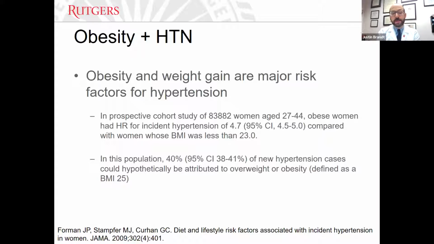We know that obesity and weight gain are major risk factors for hypertension. In a classic study in JAMA published in 2009, a prospective cohort study of more than 83,000 women of reproductive age, 27 to 44 years old, obese women had a hazard ratio for incident hypertension of 4.7 compared to women who had a normal body mass index. And in this population, 40% of new hypertension cases could be attributed to obesity or overweight status. It's just really remarkable.